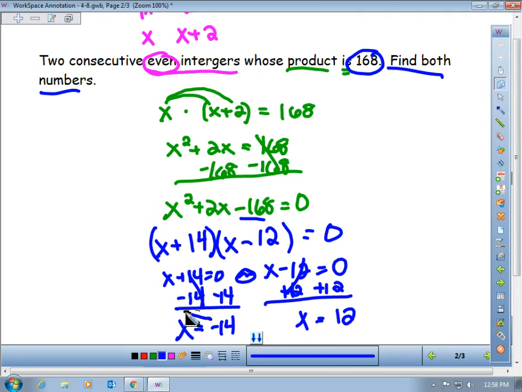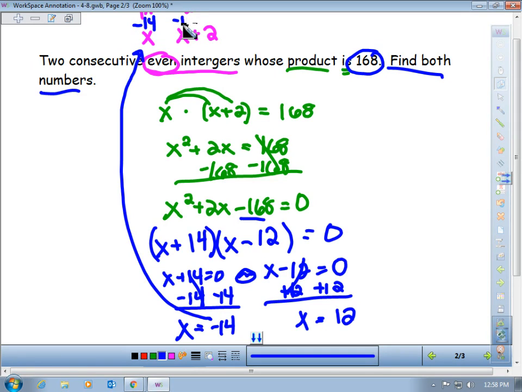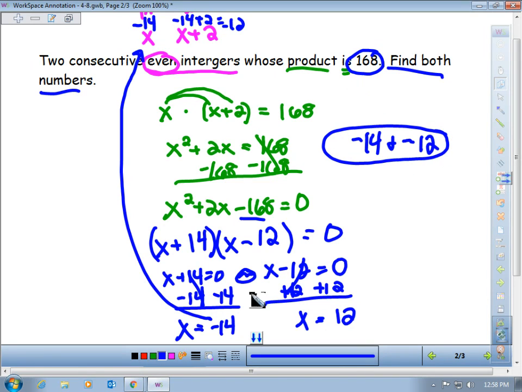Okay, I've got to take this negative 14 and plug it in here. So my first term would be negative 14, and my second one would be negative 14 plus 2, which would be negative 12. So one of the combinations that work is negative 14 and negative 12. When I multiply those, I get a positive 168, and those are consecutive even integers.